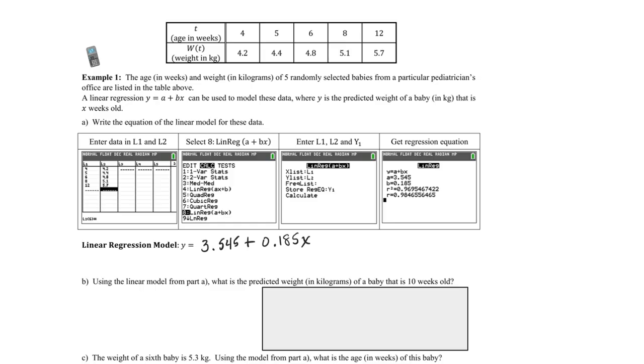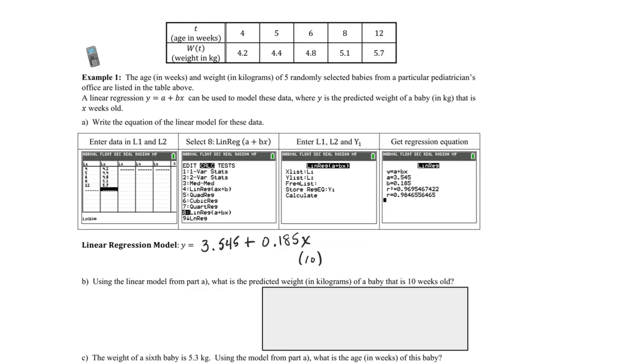All right, let's look at B here. Using the linear model from part A, what is the predicted weight in kilograms of the baby who is 10 weeks old? So all we do is we go up here, put a little 10 in for the x, throw it in our calculator, and boom, we have an answer. But there's an easier way.